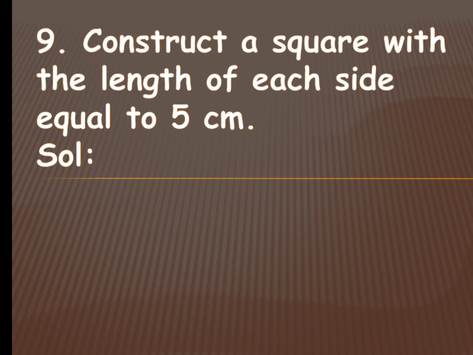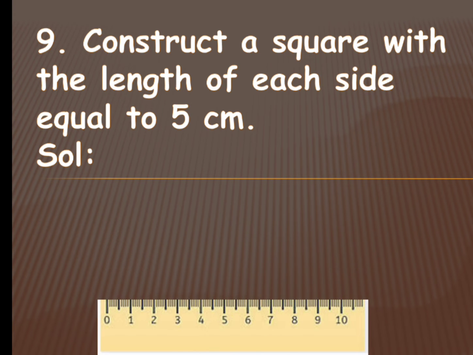Construct a square with the length of each side equal to 5 centimeters. A square has all sides equal. Here the length they have given is 5 centimeters. So that means a square with 5 centimeters, isn't it, children? For this you need a ruler to measure and draw a 5 centimeters line segment. So let's place the ruler and draw the 5 centimeters.